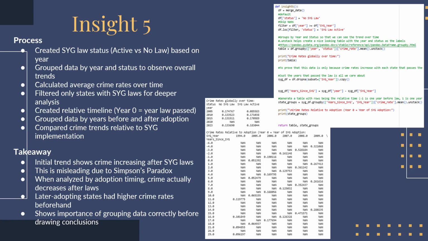So the takeaway from this is that the initial trend was that crime was increasing after the stand your ground laws, but this was actually a misleading trend due to something called Simpson's paradox. So when analyzing by adoption timing, the crime actually decreased after the laws in that specific cluster of states. So this proved that later adopting states actually had higher crime rates beforehand, and those higher crime rates were the reason why the initial findings were that the stand your ground laws were leading to higher crime rates than no stand your ground laws. So this showed the importance of grouping data correctly before drawing conclusions.